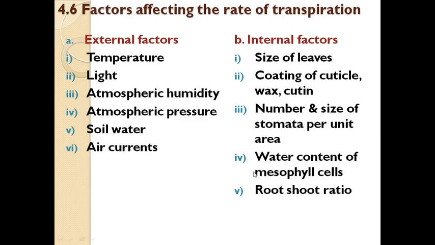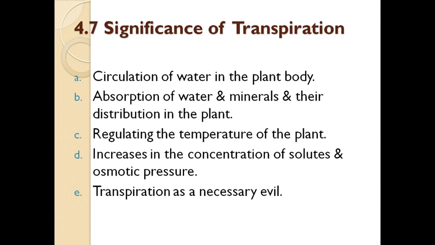So students, this is regarding the factors affecting the rate of transpiration. So the next subtopic is significance of transpiration. The circulation of water in the plant body, absorption of water and minerals and their distribution in the plant body, regulating the temperature of the plant body, increase in the concentration of solutes and osmotic pressure, transpiration as a necessary evil. So students, we see here one by one the significance of transpiration.